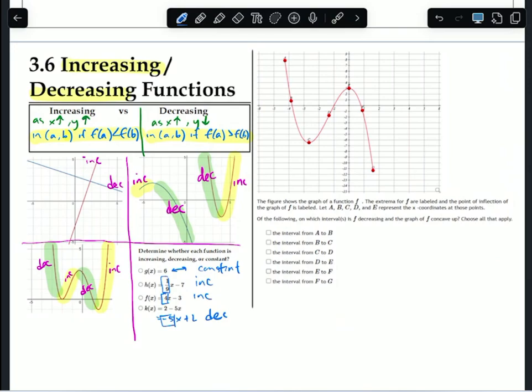Okay, so again, when you are looking at this, you can try to find where those portions of the graph occur. And so when you are looking at this part here, it's asking you, of the following intervals, which intervals is f decreasing and the graph concave up? So we'll come back to this here after we look at the next slide. We'll return to this in a second because we haven't talked about concavity yet.